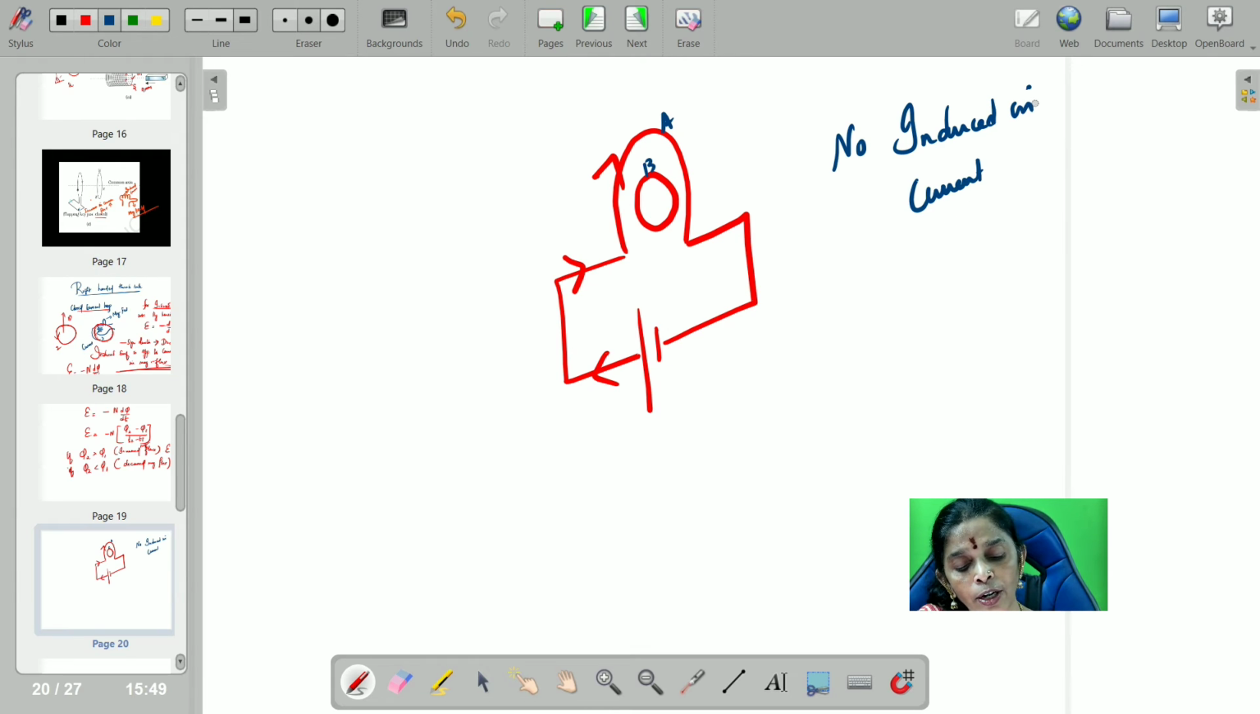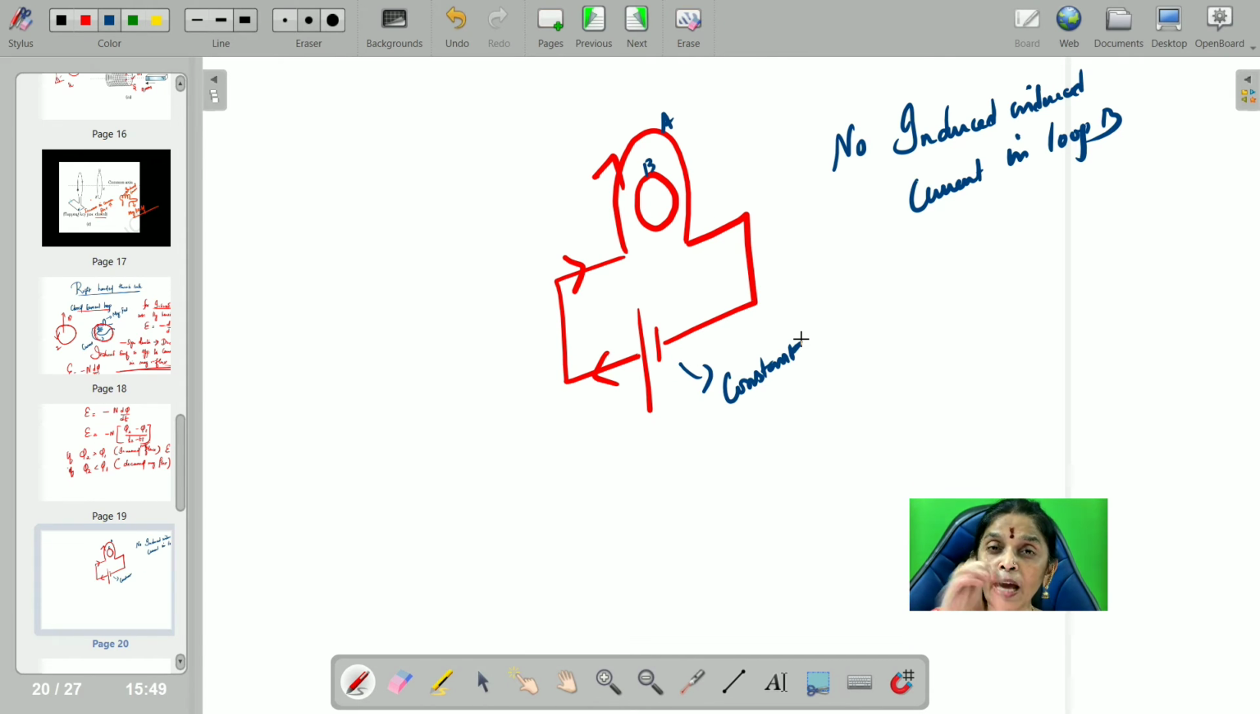No induced current in loop B. Why? Because what current is here? Constant current. If the current is constant, magnetic flux is not changing. No change in magnetic flux. So therefore, no induced current.